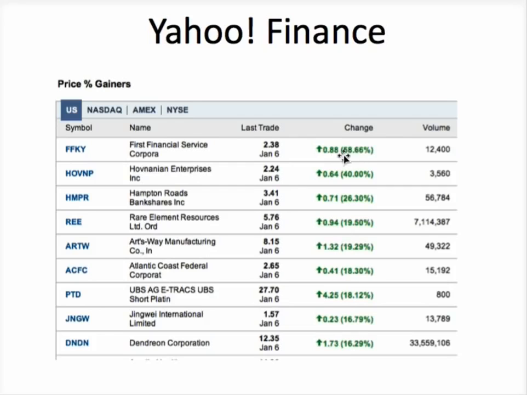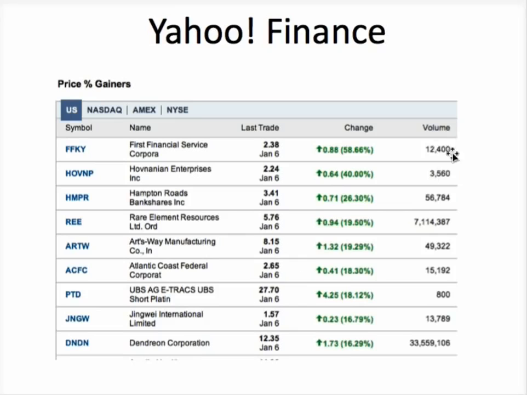This stock was up 58% in the day, this is up 40%, this is up 26%. I like stocks that go up 58% in a day. Who doesn't? If you invest $2,000, you're coming out with $3,000 at the end of the day. But this is what I'm talking about. This is volatility, but it's not liquidity.